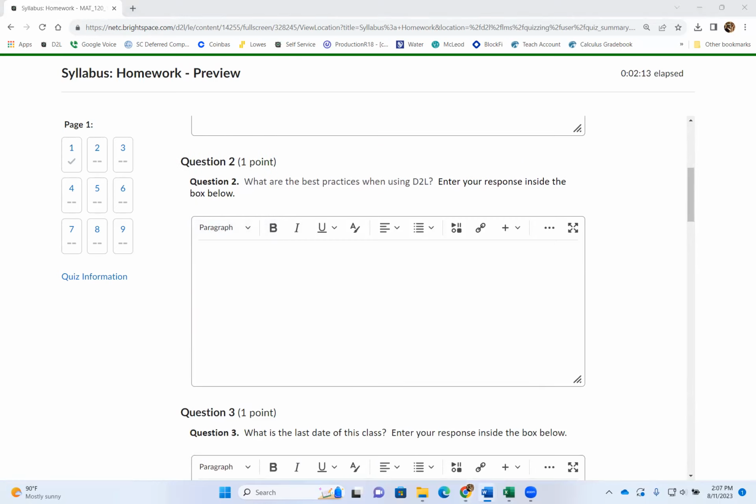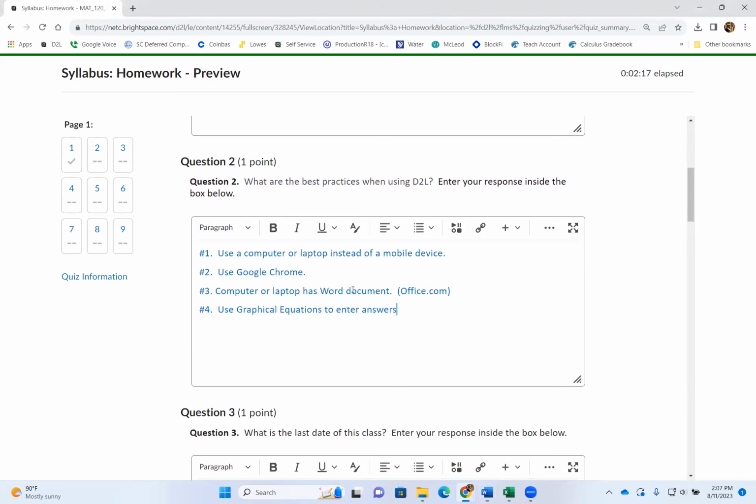Question number 2, what are the best practices when using D2L? So please copy this answer down. Number 1, use a computer or laptop instead of a mobile device. A mobile device is really narrow, so a lot of features that you see on the computer will not be on your mobile device, especially this graphical equation. Graphical equation does not show up on your mobile device. That's why I'm always asking students to use a computer or laptop instead of a mobile device when you do your homework.